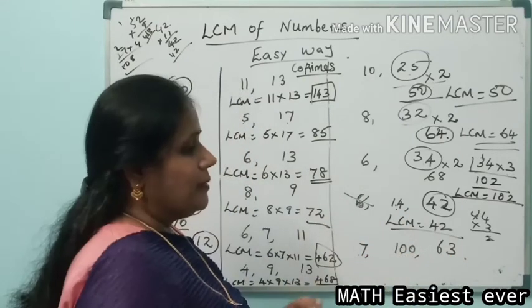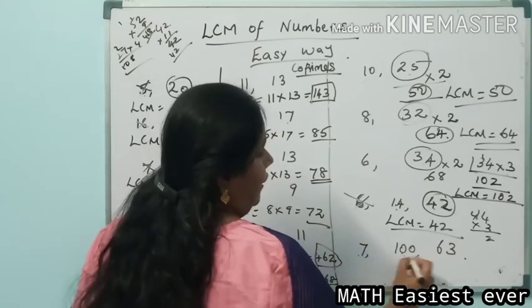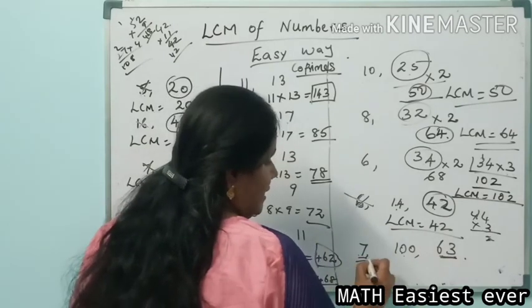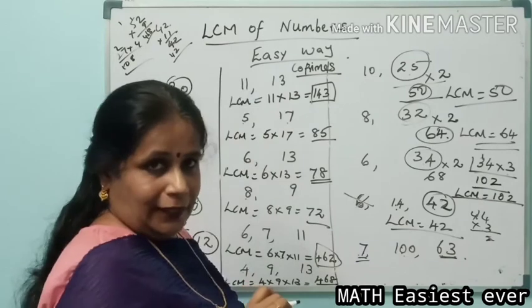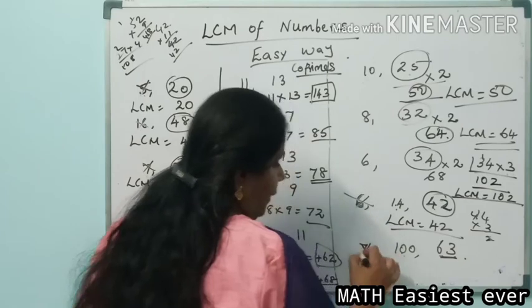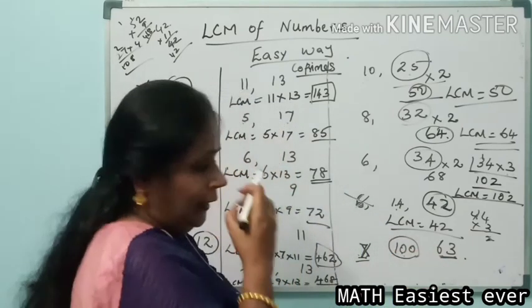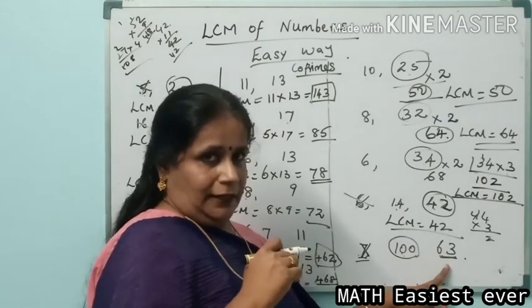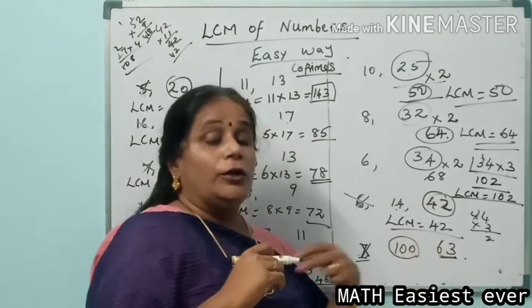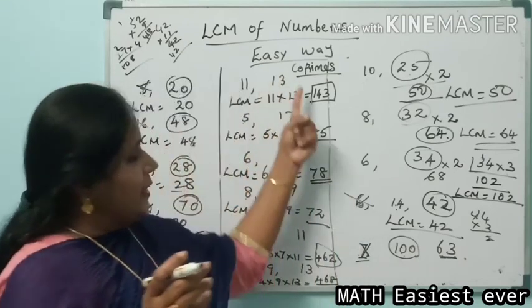Next, 7, 63 and 100. Here comes our next question. Now, what happens here? You know 63 and 7. 7 divides 63 completely, isn't it? So, this 7, you can cut it off. Take out the bigger number, 63. Now, 100 and 63. Now, this is of which type? See, 100 and 63 do not have any common factor between them, isn't it? So, it comes like this.